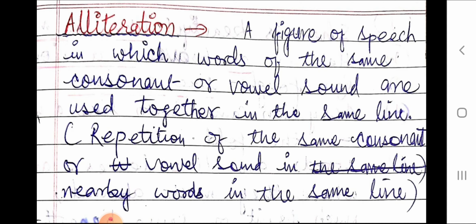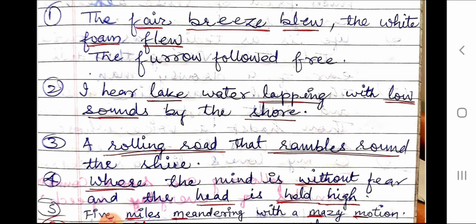Simple definition: the same consonant sound is repeated in nearby words, especially the initial sound of the words in a poem. Let's take examples. First example: The fair breeze blew, the white foam flew, the furrow followed free. We were the first that ever burst into the silent sea.